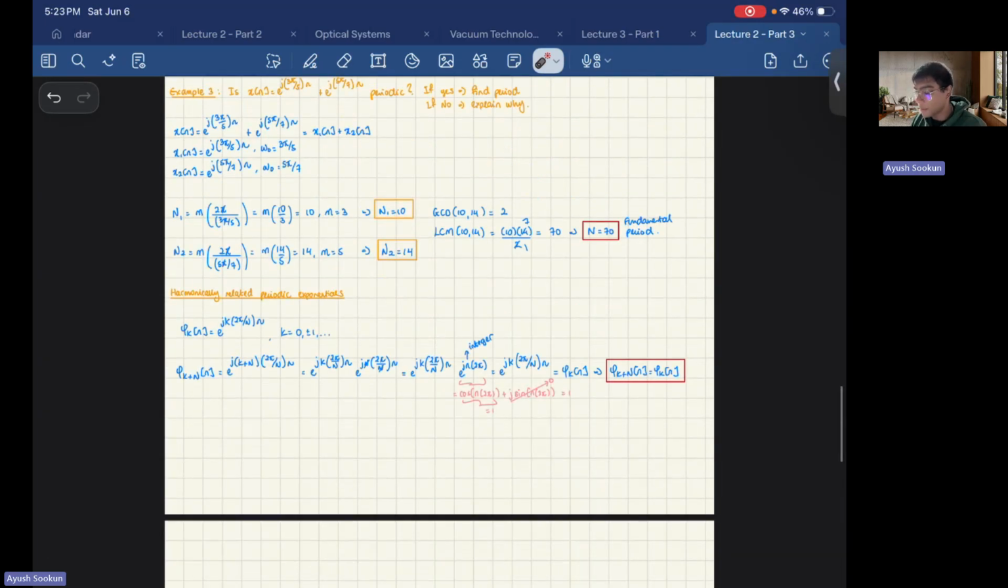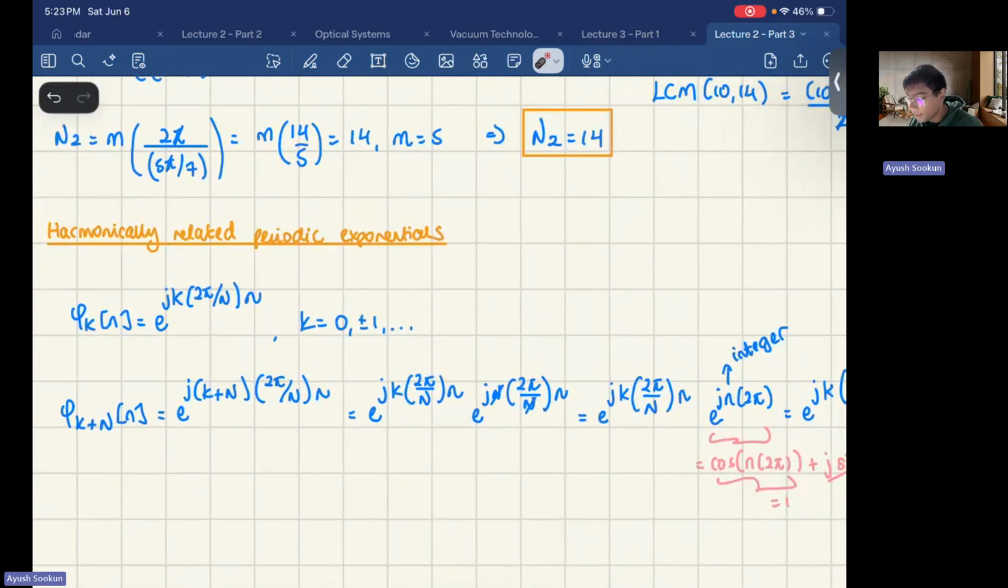Okay, last part: harmonically related periodic exponentials. So you have phi of k of n, which is equal to e to the j k 2 pi over N times n. Now you can notice that we have a k factor here as an integer. So you're not just looking at some regular exponential, you're looking at a harmonically related exponential. For k equals 1, you have the first harmonic, then k equals 2 the second harmonic, and then 3, 4, 5, and all that kind of stuff, just by changing the values of k.